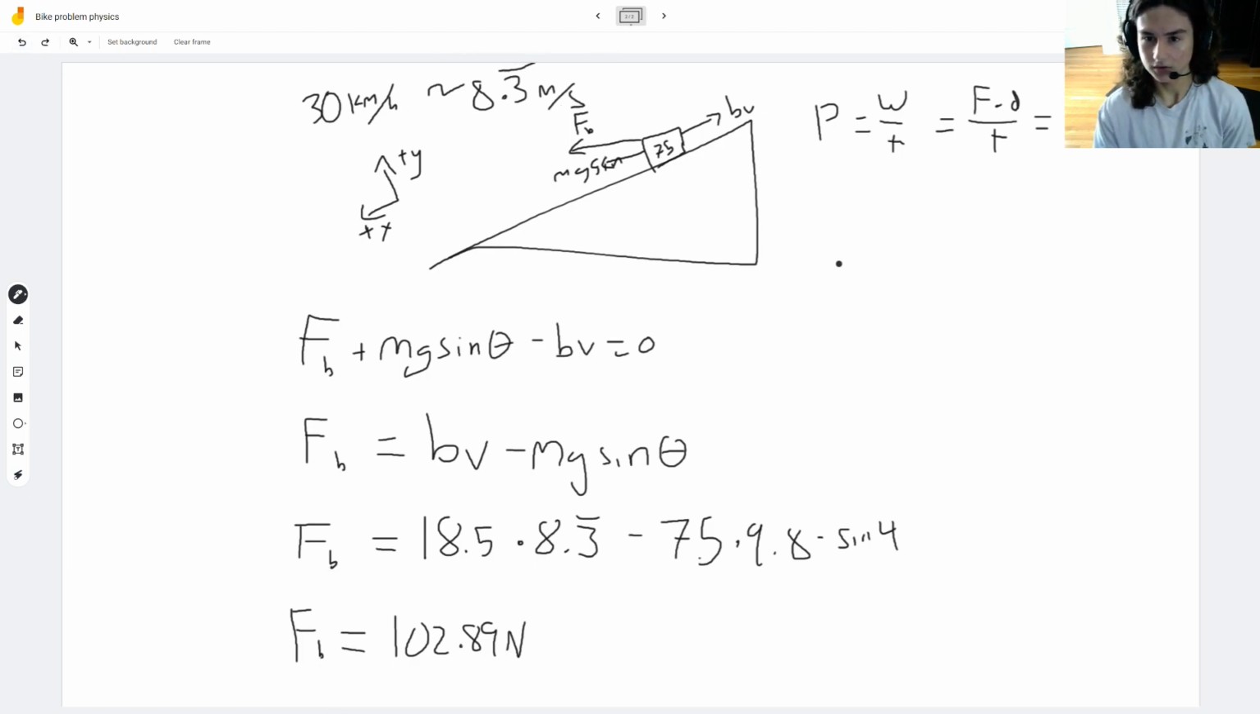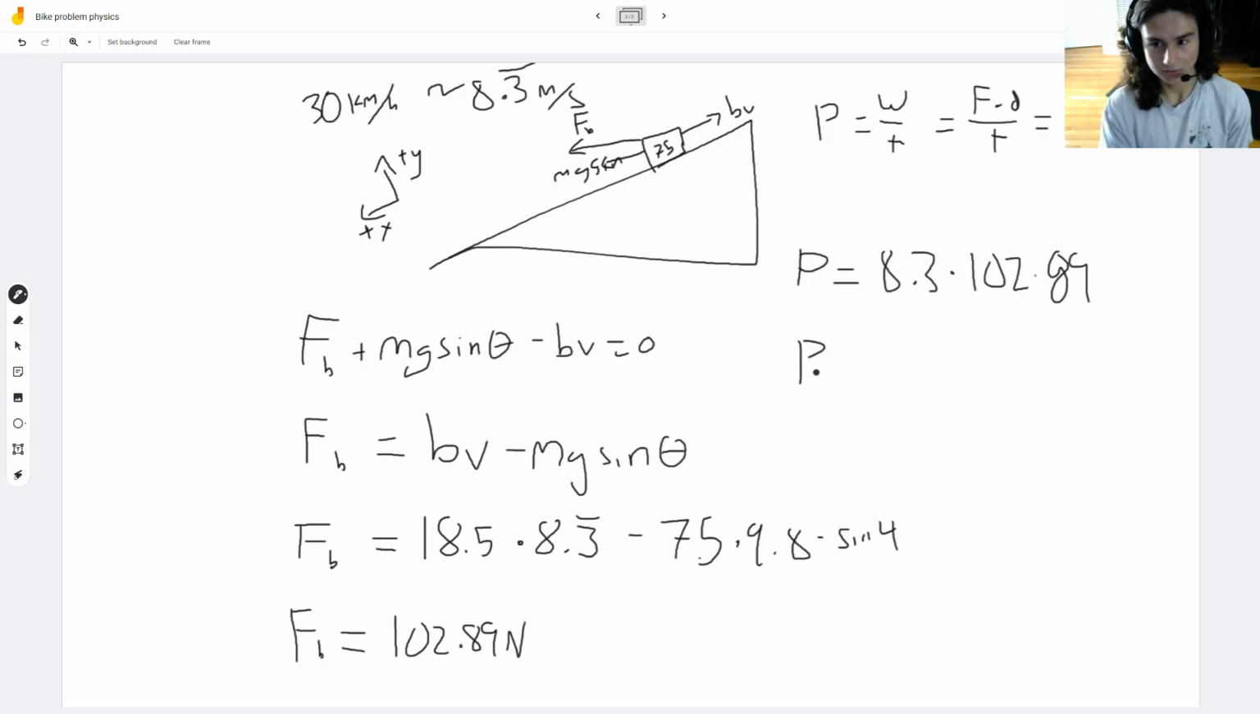So what we're going to do now is calculate the power. So power is equal to 8.3 times 102.89, and we get a value of power of roughly 854 watts.